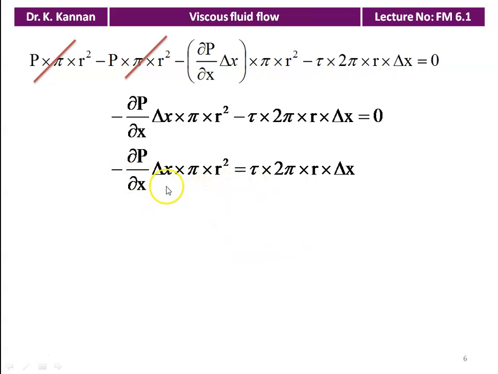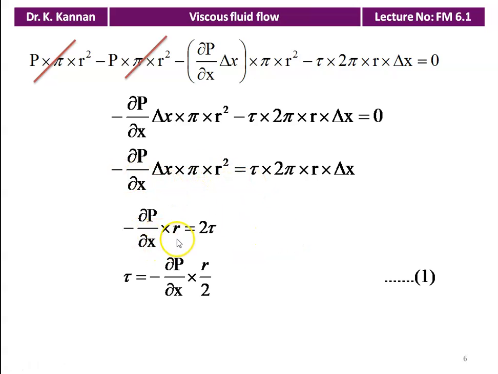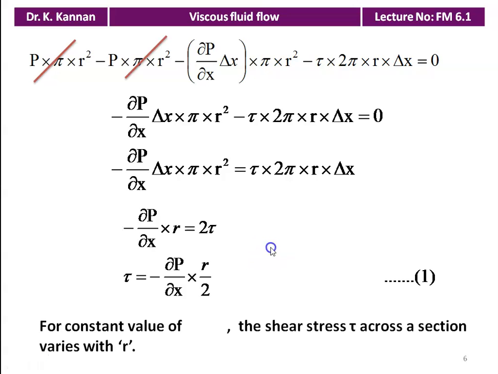So what is left out in the left hand side? Minus dou P by dou x into r. On the other side, it is 2 tau. So the shear stress tau equal to minus dou P by dou x into r by 2. So the final conclusion is shear stress equal to minus dou P by dou x into r by 2, where dou P by dou x is the pressure gradient.